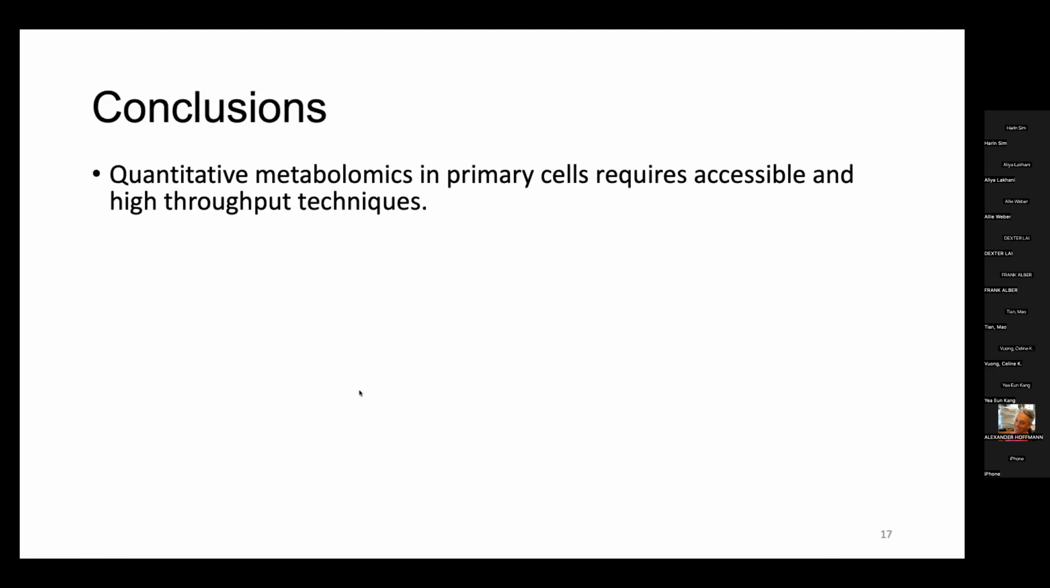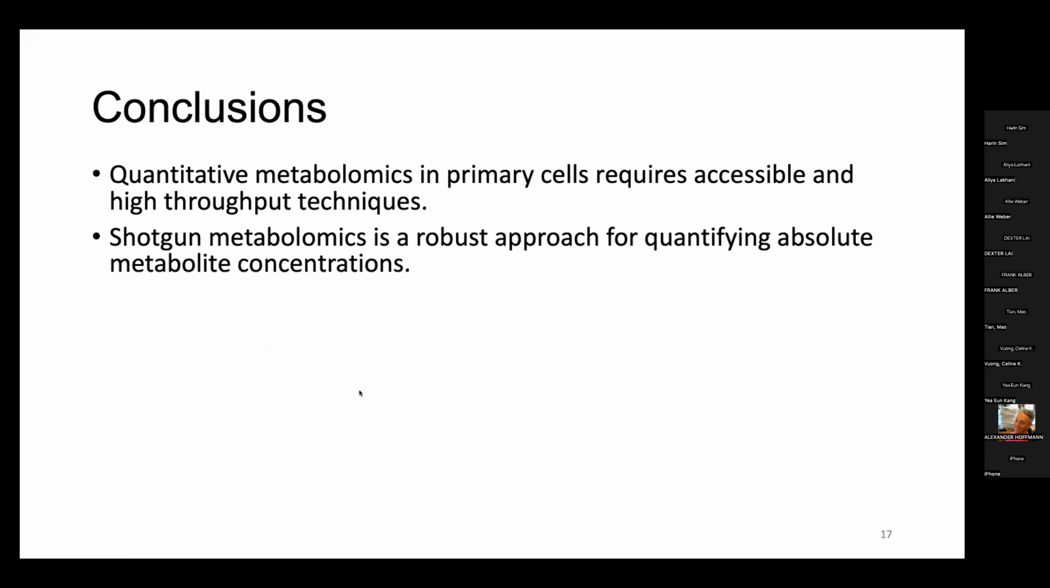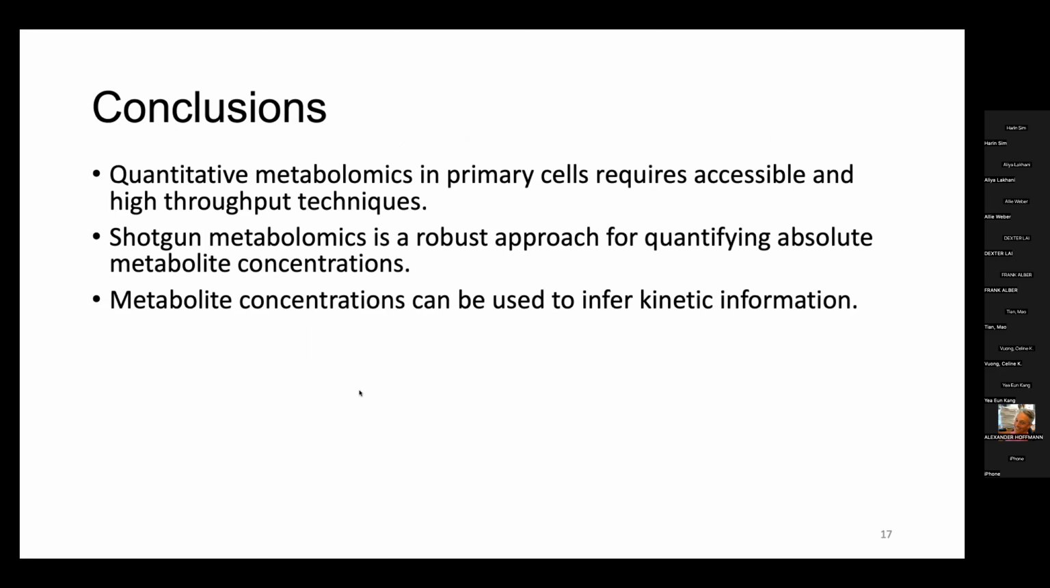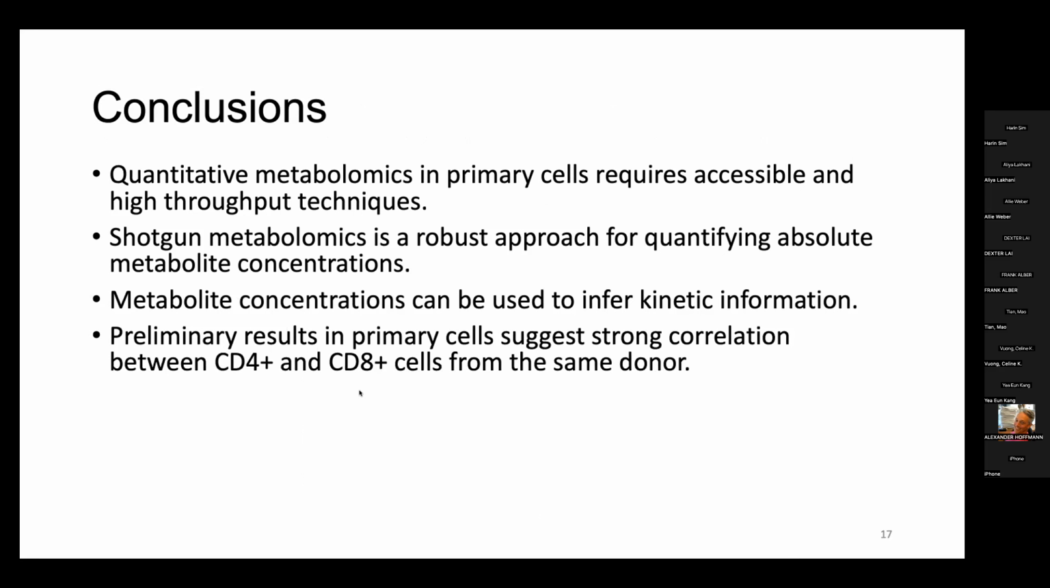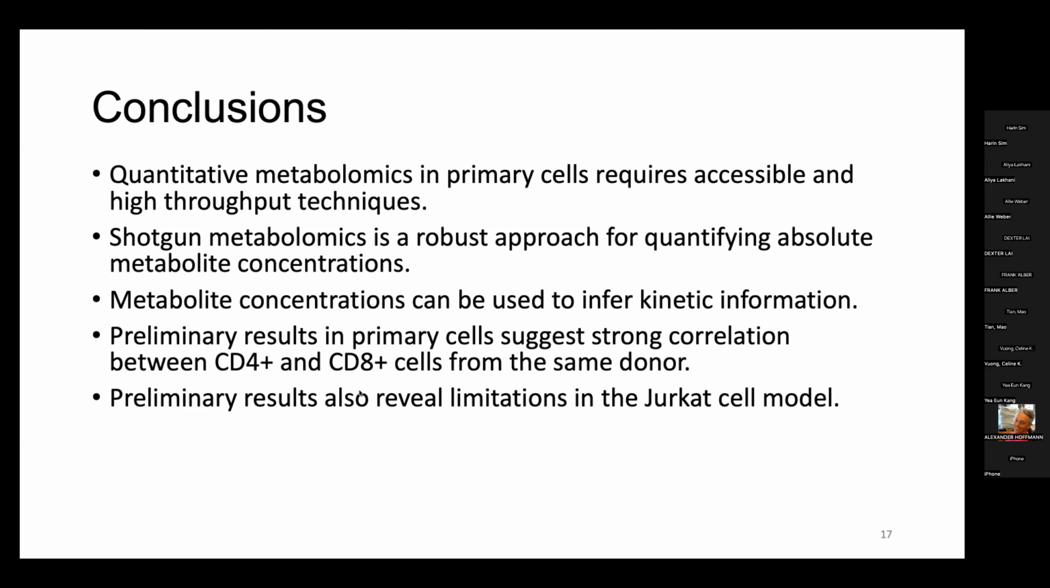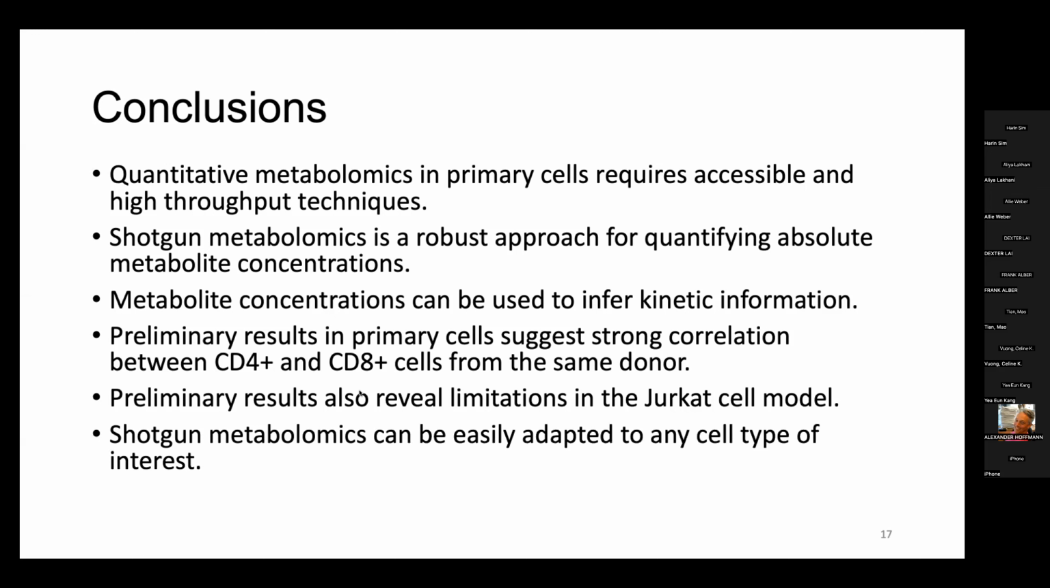As I talked about today, quantitative metabolomics in primary cells requires accessible and high throughput techniques. Shotgun metabolomics is a robust approach for quantifying absolute metabolite concentrations. These can be used to infer kinetic information. The preliminary results that I have from the first donor suggest strong correlation between CD4 and CD8 cells, but it also reveals some limitations in the Jurkat cell model that we're going to explore. I've presented today on T cells, but really we want shotgun metabolomics to be easily adapted to any cell type of interest so that these quantitative metabolomics measurements are more accessible to a lot of different fields and different labs.